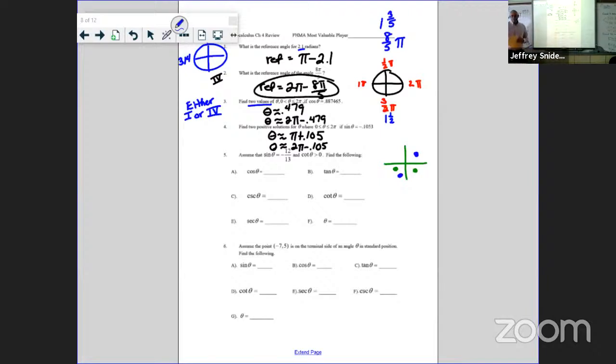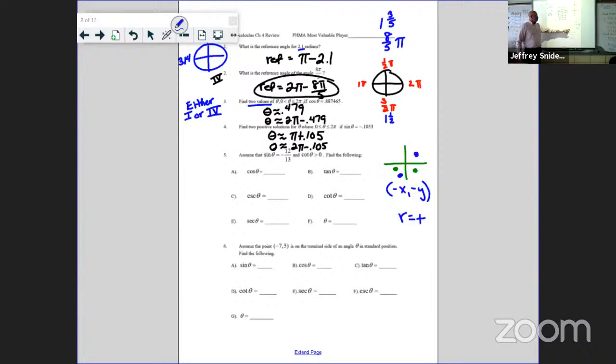That means I have to be in quadrant number 3. If I'm in quadrant 3, what do I know then? Both x and y are negative, and r is always positive. Always, always. So what do I know then? Cosine's going to be negative. Cosecant's negative. Secant's negative. That's going to be positive.